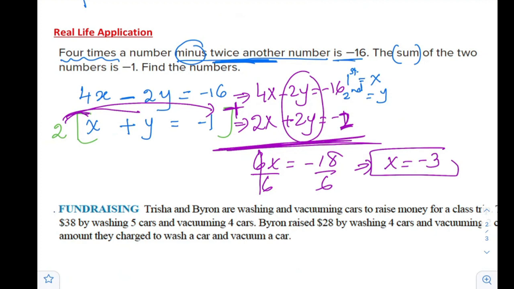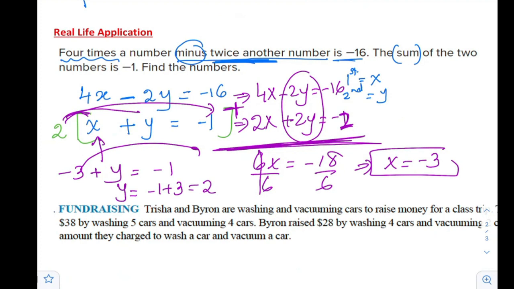After that, you will replace the x by minus 3. I'm choosing the second one. So y is minus 1 plus 3, which is 2. So the first number is negative 3 and the second number is 2. Let's check. If you check their sum is negative 1, right?